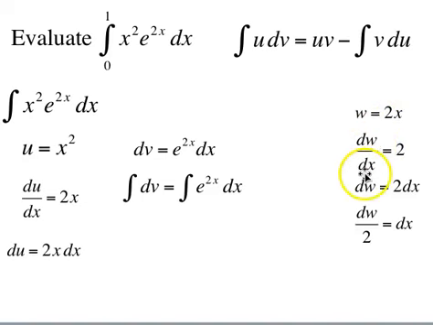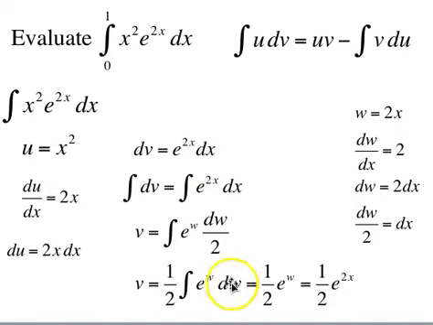The derivative of w with respect to x is 2. So dw is 2 dx. dw divided by 2 equals dx. This will become e to the w, dw divided by 2. This side, the integral of dv is just v. Pulling out the 1/2, v is 1/2 integral of e to the w dw.